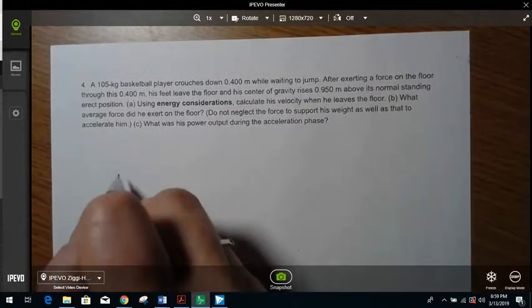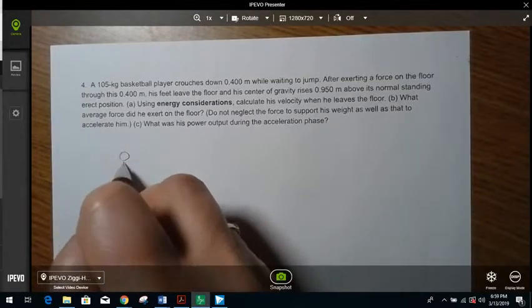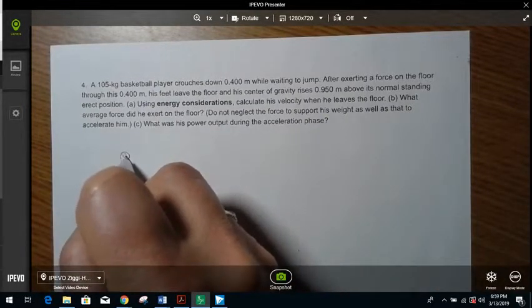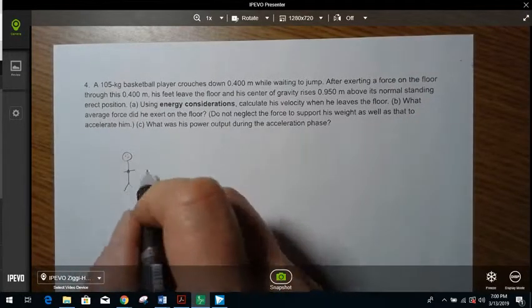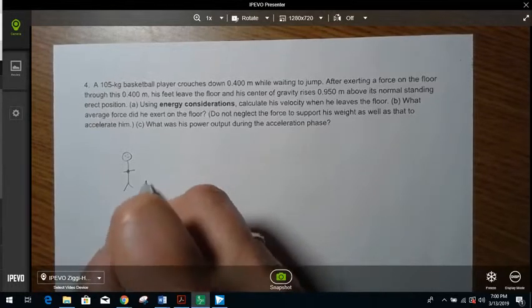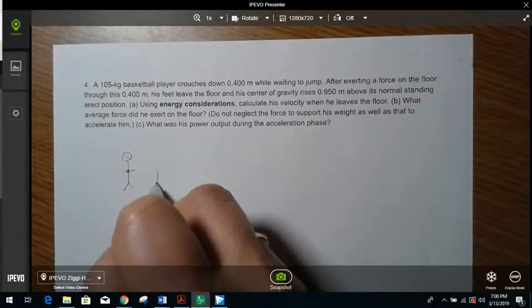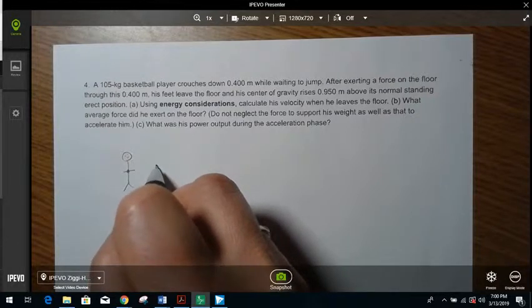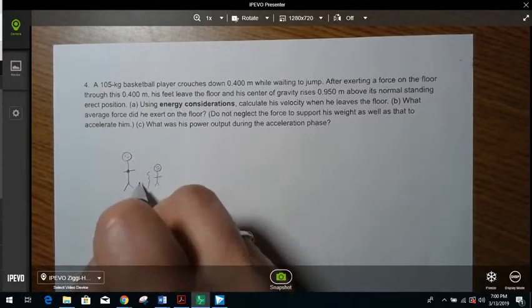Okay, so you know me, I'm not much of an artist, but we'll give this a shot. So here we got our basketball player. Doesn't have to be a guy. Let's say the center of gravity is here, and this basketball player is gonna crouch down. So here our basketball player has crouched down 0.400 meters.